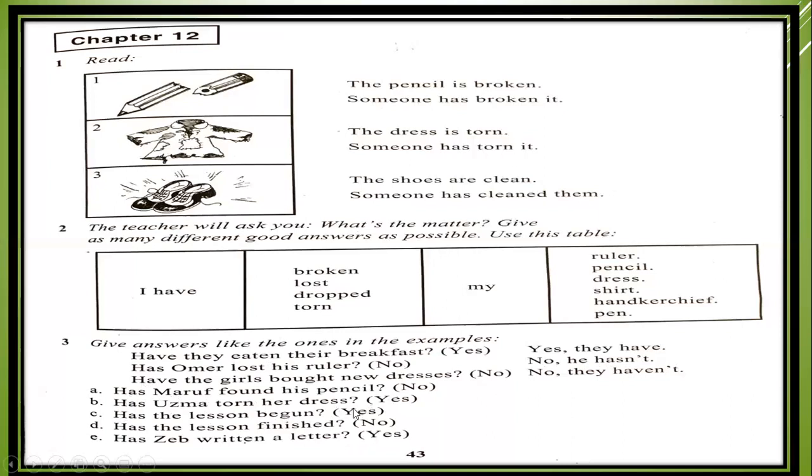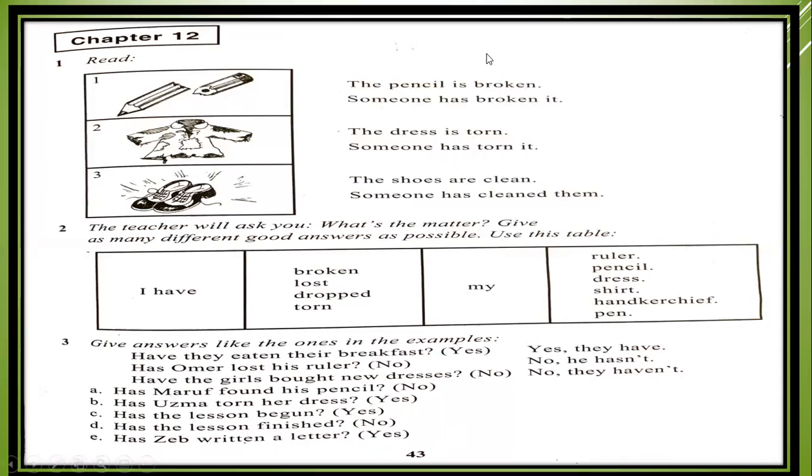Has Uzma torn her dress? Yes. For a single girl, you write she. Yes, she has. Has the lesson begun? Yes. For the lesson, you write it, or you use the same word lesson. Yes, the lesson has begun. Has the lesson finished? No, it hasn't. Has Zabe written a letter? Yes, she has.